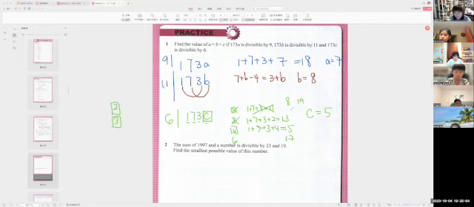19, no. So that's it. So C could only equal 5. So what is the value of A plus B plus C? It's A plus B plus C equals 7 plus 8 plus 5. So the answer is 20.